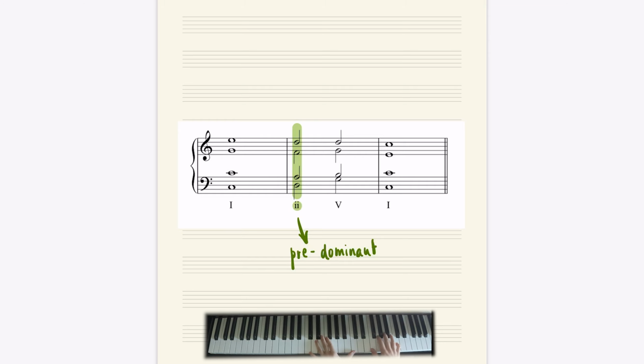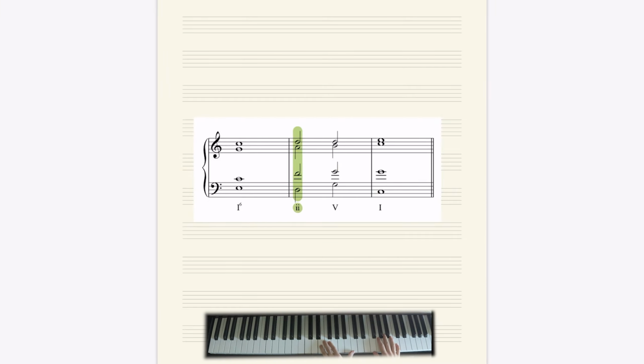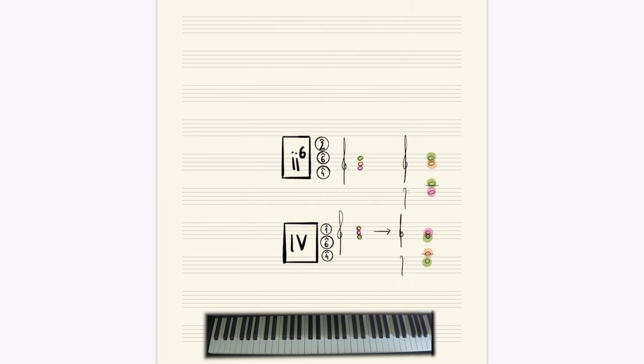We can also have an example in which we are moving from 1/6 to chord 2. Take a look at this one. Now let's take a look at chord 2/6. It is made of the 4th, the 6th, and the 2nd degrees of the scale.